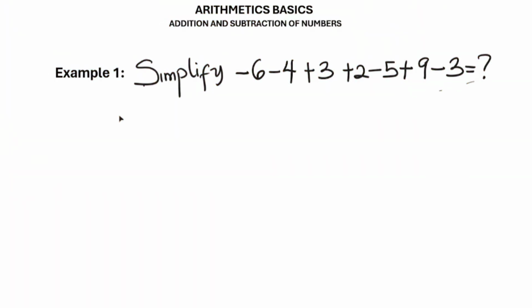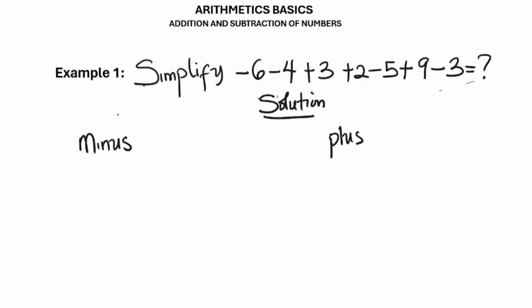Guys, let's look at the question we have on the board. It says simplify minus 6 minus 4 plus 3 plus 2 minus 5 plus 9 minus 3. So what becomes the answer to this? The simple solution to this would be that you group them. The ones with minus sign, let's bring them to my left hand side, and the ones with plus sign to my right hand side.